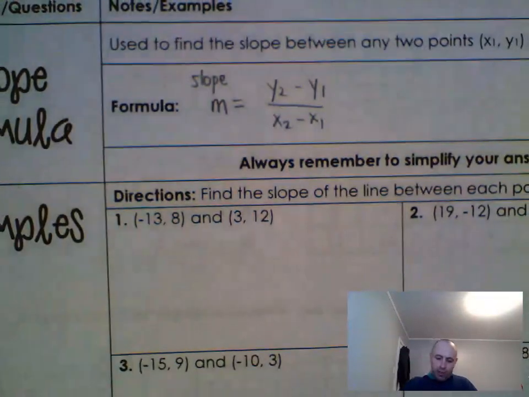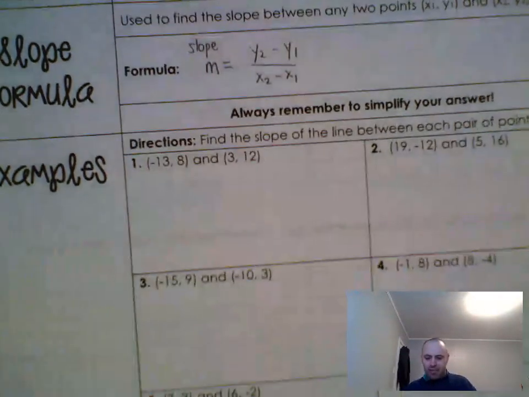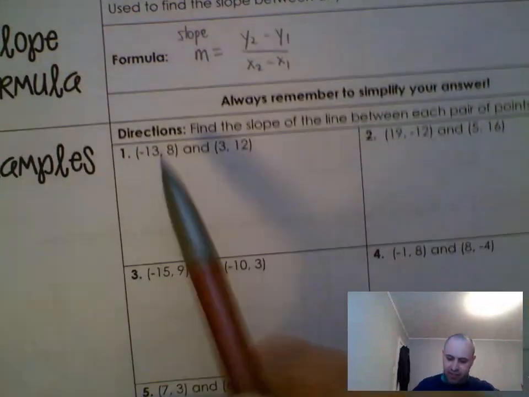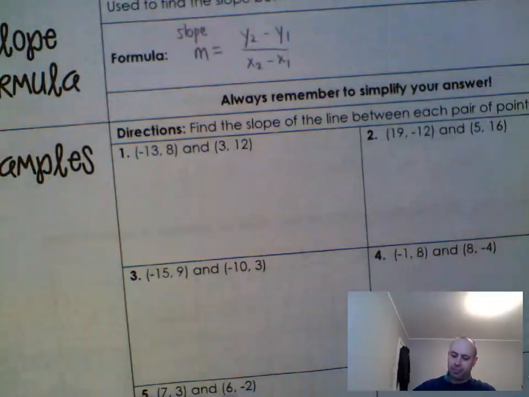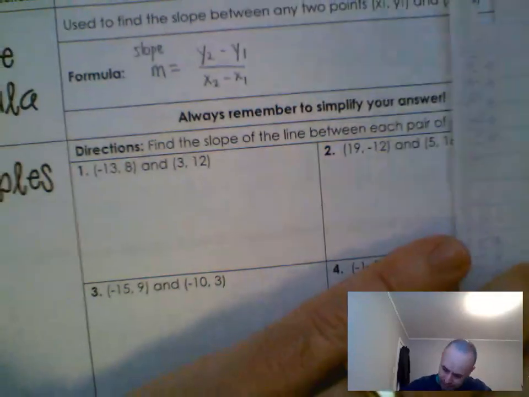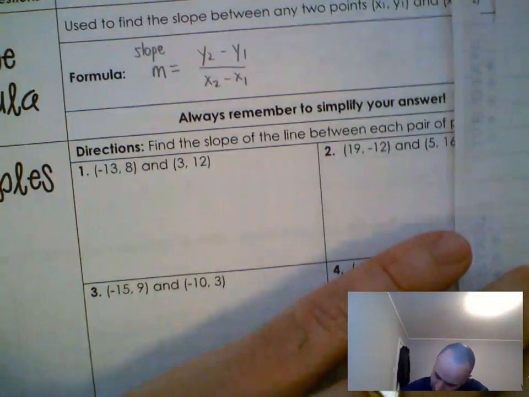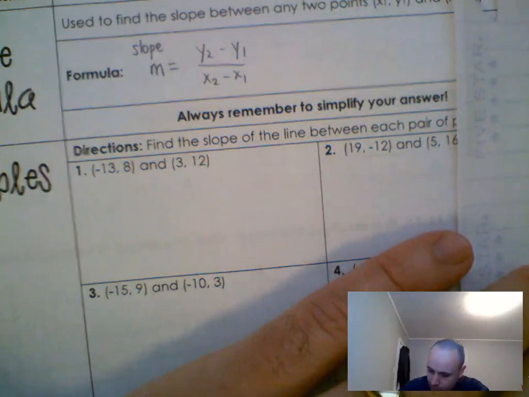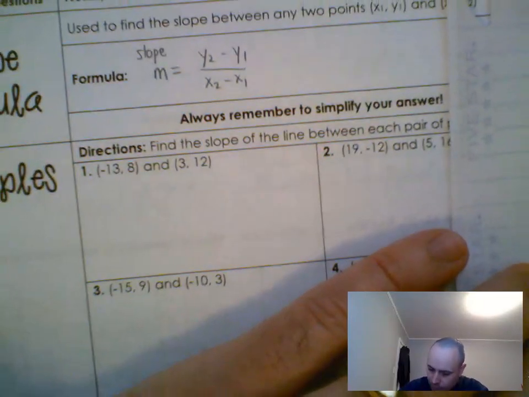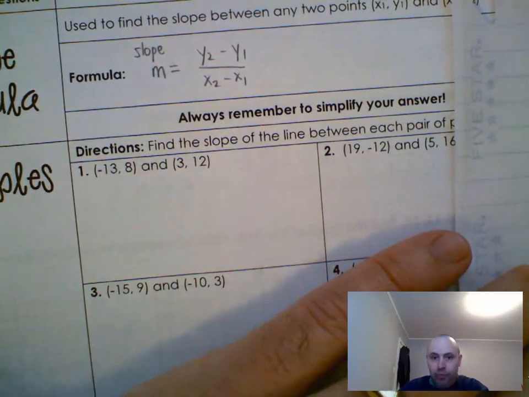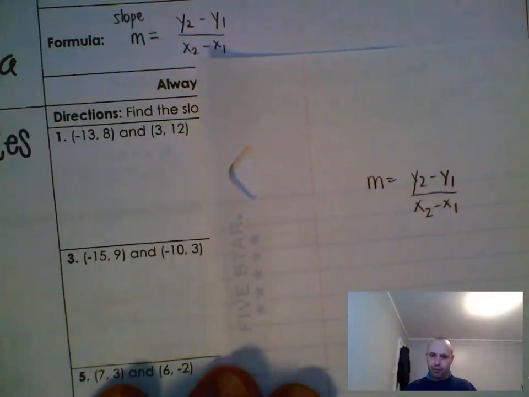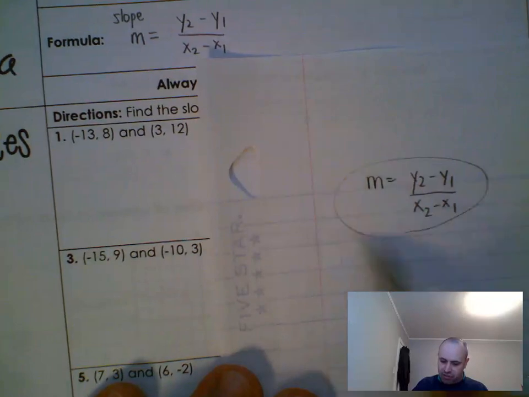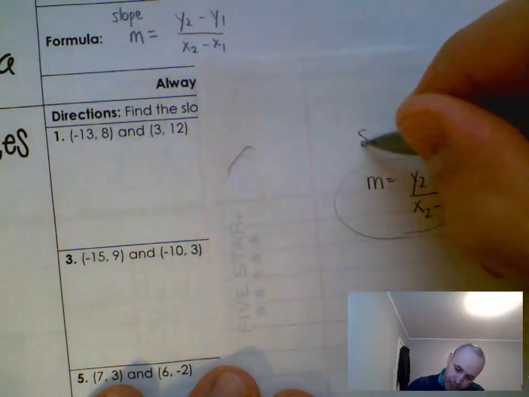What they want you to be able to do is take 2 points like this. The directions say to find the slope of the line between each pair of points. I'm going to assume that maybe you don't have this sheet of paper, so the things you would need to write down is your slope formula. You're going to title this slope formula.